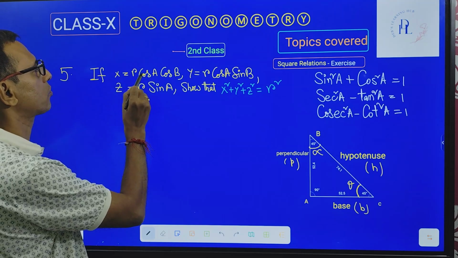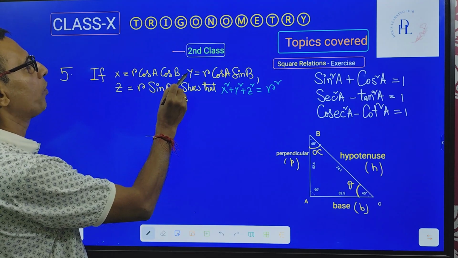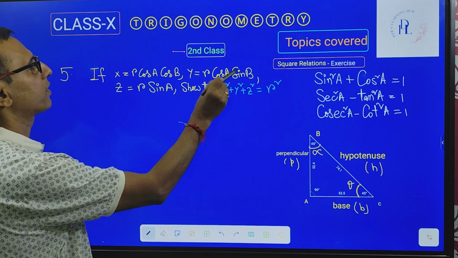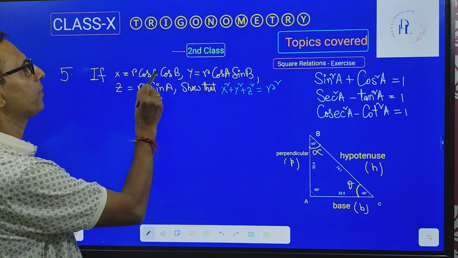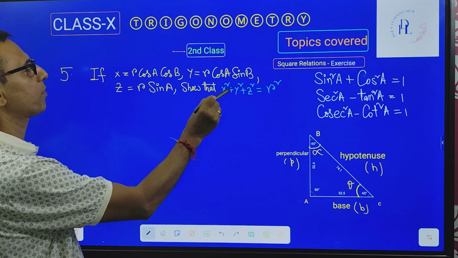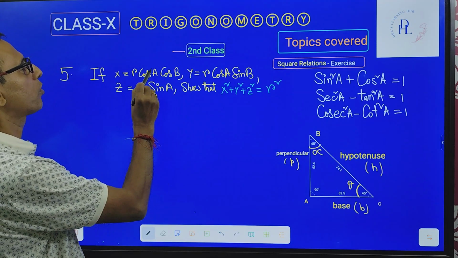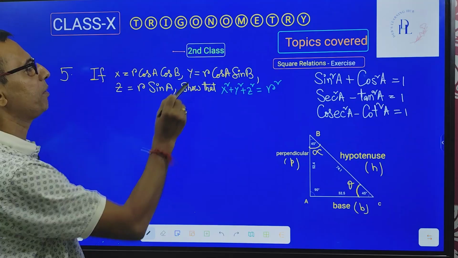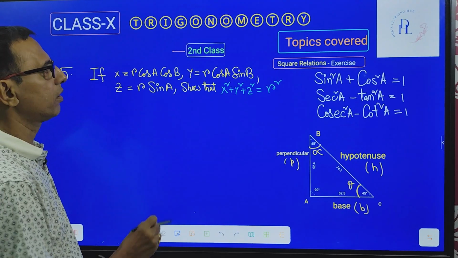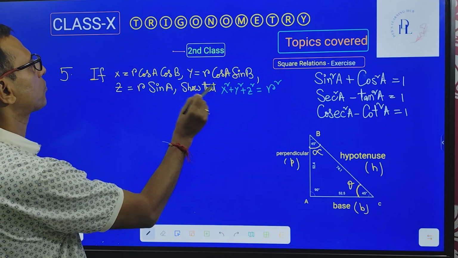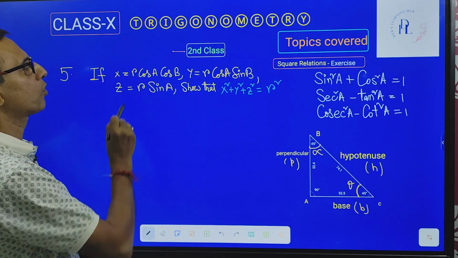So x square equals to r square cos square a cos square b. Y square is r square cos square a sin square b. So you take common r square cos square a. So if you take common r square cos square a from x square plus y square, it will be r square cos square a into within bracket cos square b plus sin square b. That means cos square b plus sin square b means 1. That means from x square plus y square, what you are getting? R square cos square a.